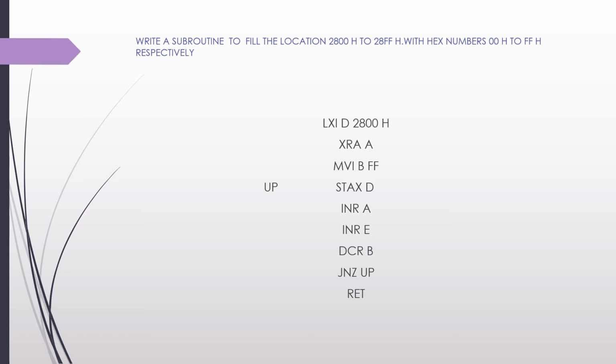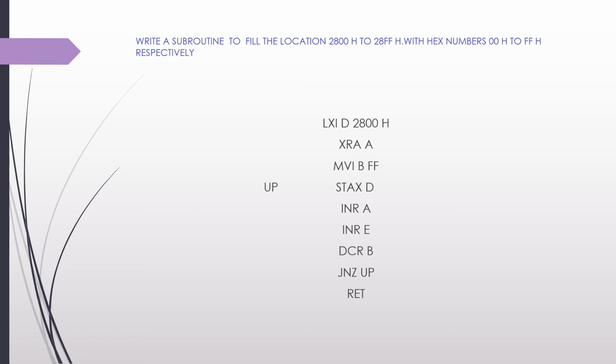So the program is LXI D with 2800, and you XRA accumulator. That means you are clearing the accumulator, taking B with FFH, and then whatever is there in accumulator you are storing at 2800. What is there in the accumulator at this point is 00, so 2800 is filled with 00H. You increment A register, which means the accumulator is now 01. You increment E register, and since the DE pair has 2800, if you increment E it becomes 2801.